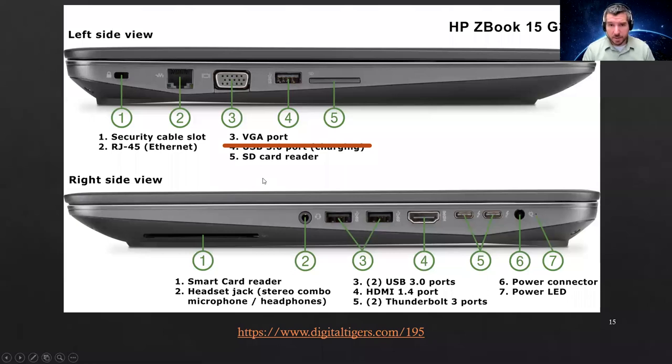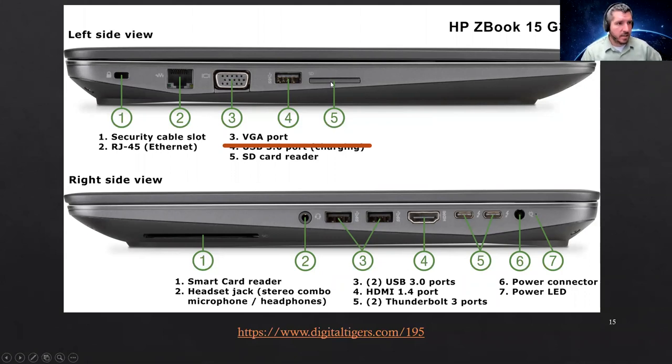I don't recommend opening up a laptop unless you have experience doing that, but you can definitely look on the outside of your laptop, and this is just an example of a laptop. A lot of times we'll have a security cable. This is an Ethernet plug, which would be for internet. This is a VGA port. The old style monitors use this, so you don't see this too much anymore. You usually see the HDMI port more.